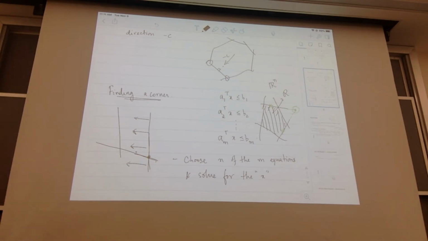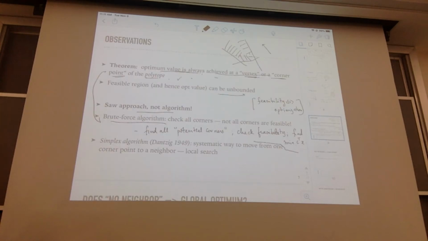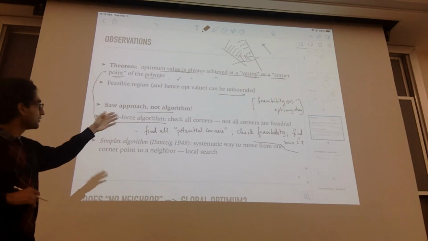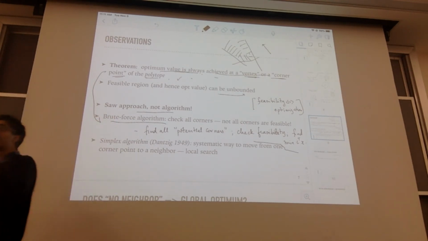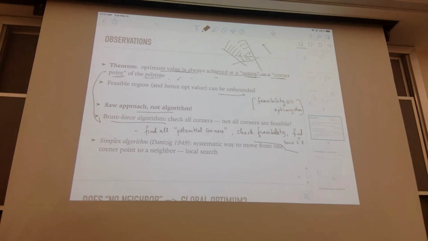So this is an algorithm, but if you think about it, we have m of these constraints, and we are picking all possible n of them to find these corner points. So this algorithm is pretty inefficient. It takes time m choose n. And if you think of m as being 10n or something, this would be exponential.